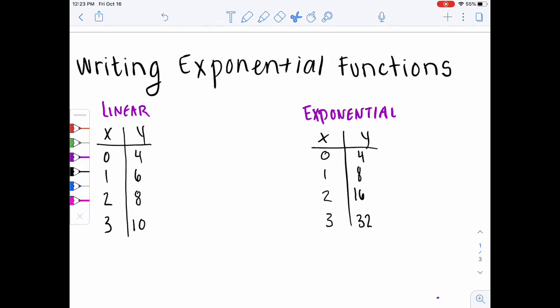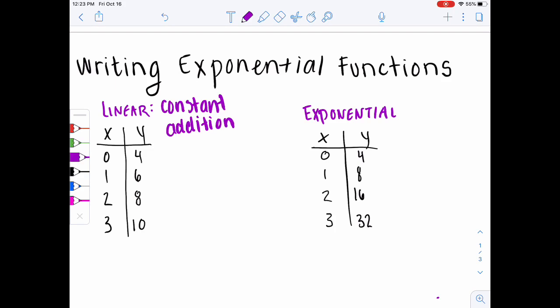Let's take a look at how to write an exponential function. But before we do that, we need to understand the difference between a linear function and an exponential function. In a linear function, you are constantly adding by the same consistent number.